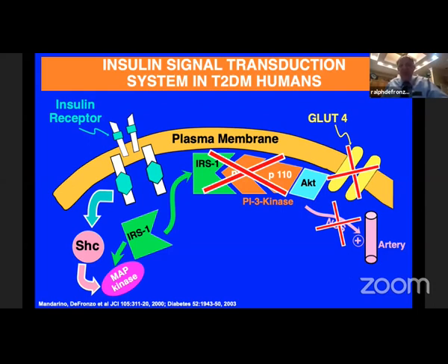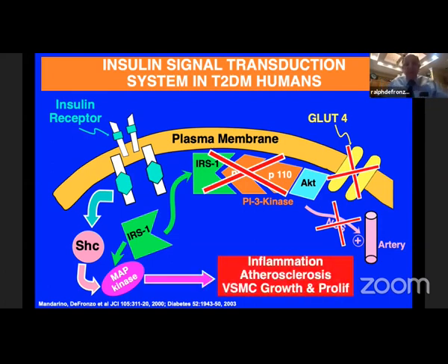Now, it can activate that pathway through IRS1, but that doesn't work in the people with type 2 diabetes. But there's an alternate way through a molecule called SHC. And this pathway is completely open in diabetics. So even though the glucose metabolic pathway and the NO pathway are impaired, this pathway is wide open. Now, what's the problem? This is the pathway that causes inflammation in cells, vascular smooth muscle cells. This is the pathway that causes vascular smooth muscle cell growth and proliferation. This is the pathway that causes premature atherosclerosis.